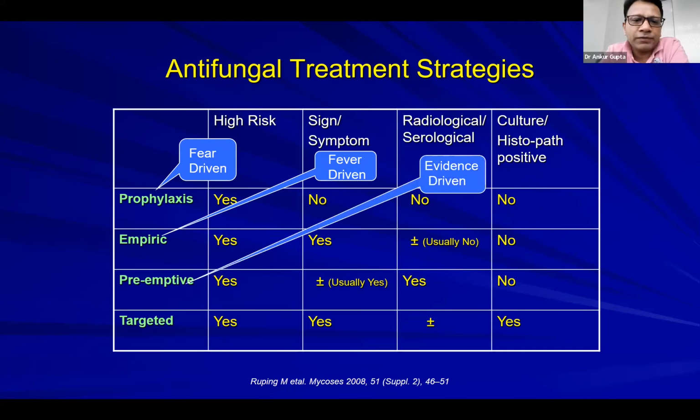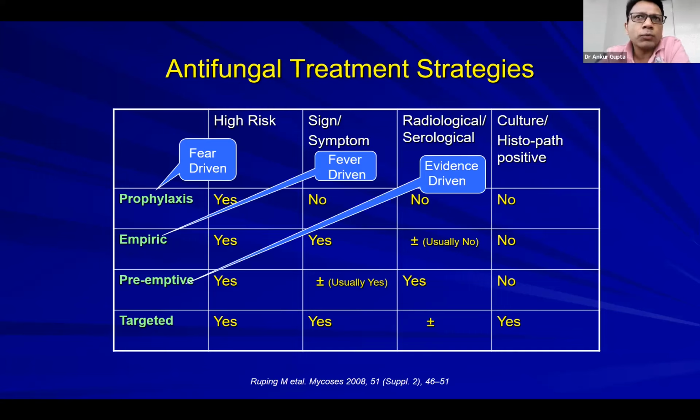Then comes preemptive therapy, which is evidence-driven. Now, in addition to high risk and maybe some sign or symptom, there is a definite serological or radiological evidence. Now, what is the serological? In India, there is a beta-glucan test. I don't know if it's available now in SGPGI. It detects fungal infections, both Candida and Aspergillus. Okay, it's a serological test. Or galactomannan test, which is only for Aspergillus.